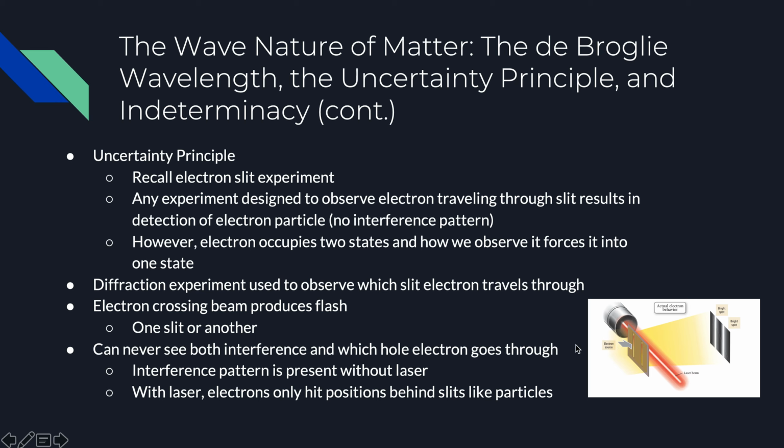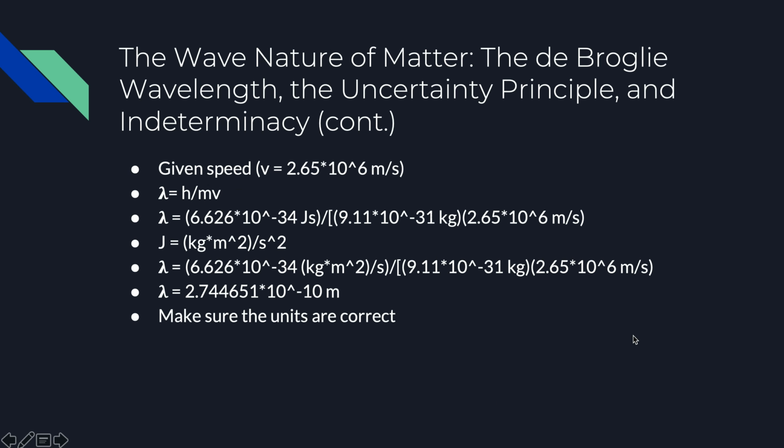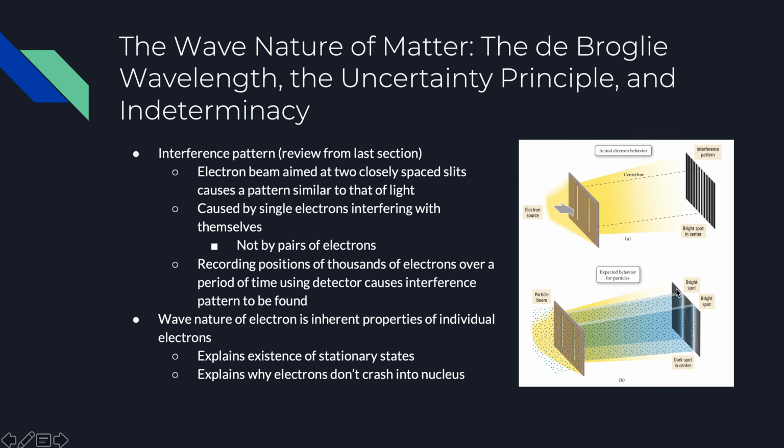And so essentially what happens is an electron crossing the beam produces a flash, which tells you which slit it's crossing through. But you can never see the interference pattern if you want to know what hole it's passing through, as the interference pattern is only present when the laser is missing. And with the laser, electrons only hit positions behind the slits as a particle. And if you can go back to it, you can see it's similar to this pattern, not at all similar to this pattern. When you put the laser in front of it, it turns into this.